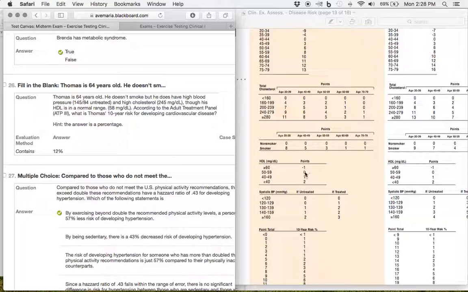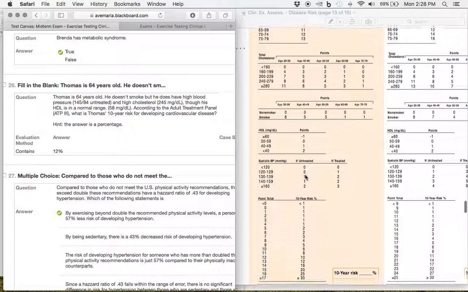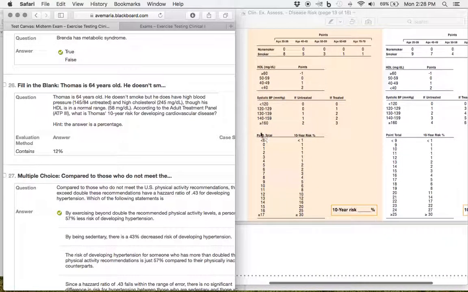HDL in a normal range, 50 to 59, his is 58. That's good. So no more points there, but we have accumulated 13 points. Now if we take our cursor down here to 13 points, what is his percentage risk? It looks like 12 to me. And that's exactly the answer.